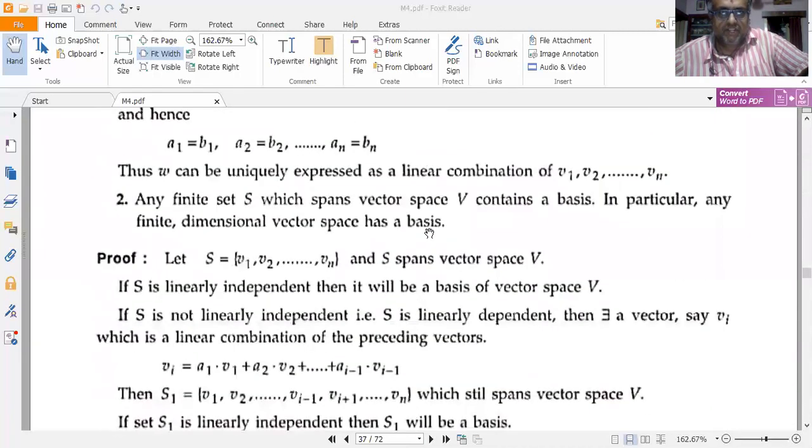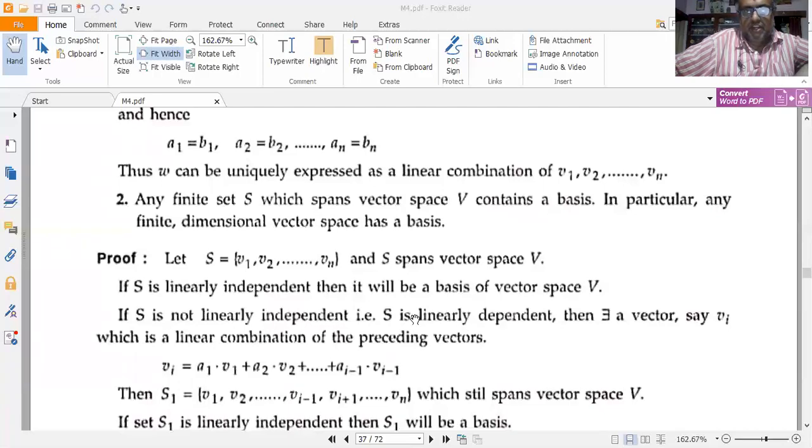Now we shall go for the next important property or theorem. Any finite set S which spans the entire vector space V contains a basis. In particular, any finite dimensional vector space has a basis. So let S be equal to v1, v2, etc., up till vn, and S spans the entire vector space V.